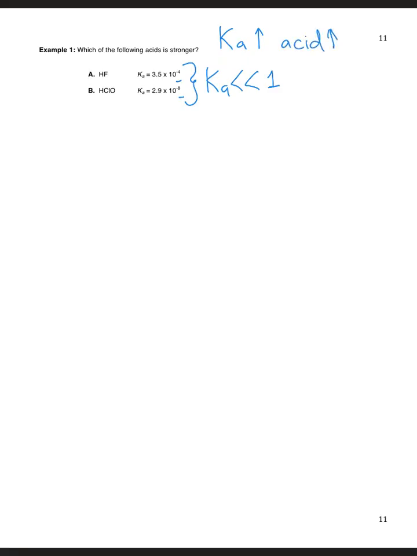So if you compare hydrofluoric acid and hypochlorous acid, we can see that hydrofluoric acid has a higher Ka, so the answer for the stronger acid would be hydrofluoric acid.